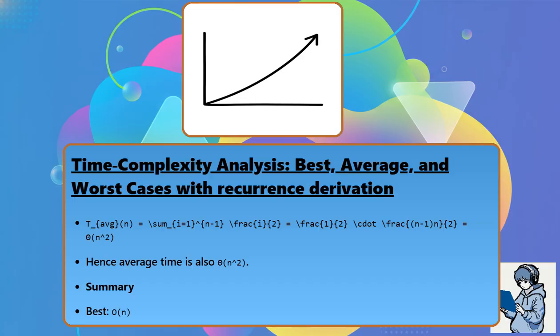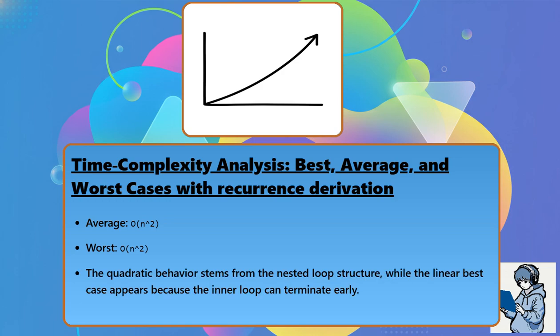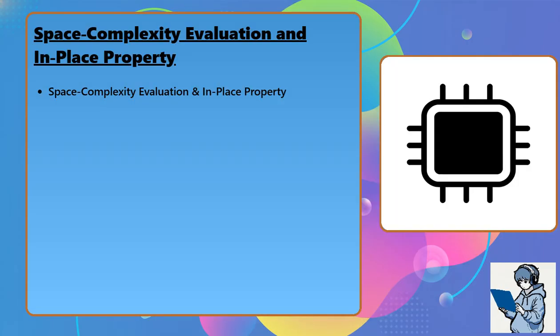A summary. Best, Big O of n. Average, Big O of n squared. Worst, Big O of n squared. The quadratic behavior stems from the nested loop structure, while the linear best case appears because the inner loop can terminate early.